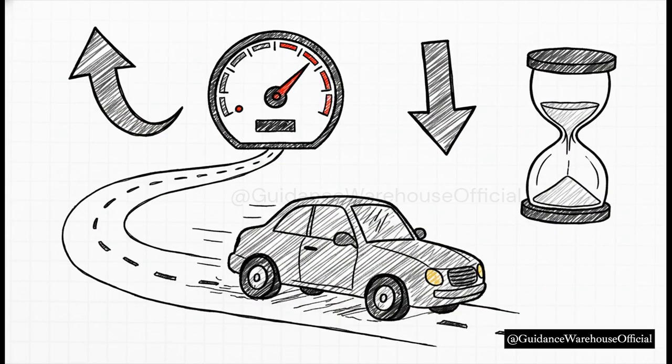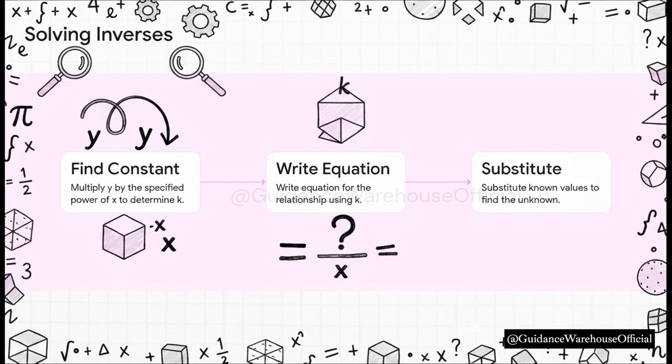Let's connect this to real life with a really quick analogy. Say you're going on a road trip, and the total distance is fixed at exactly 100 miles. Your drive time is going to be 100 divided by your velocity or your speed. If you drive faster, meaning your velocity increases, your drive time decreases. Time varies inversely with your speed. Makes total sense, right? So how do we solve an inverse variation problem?